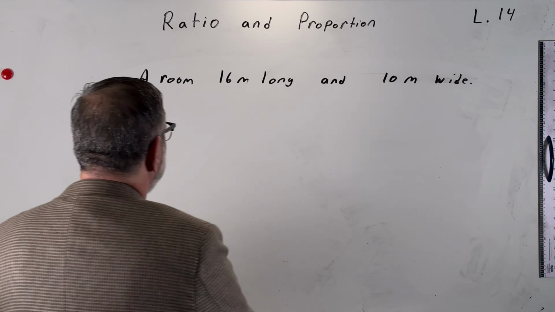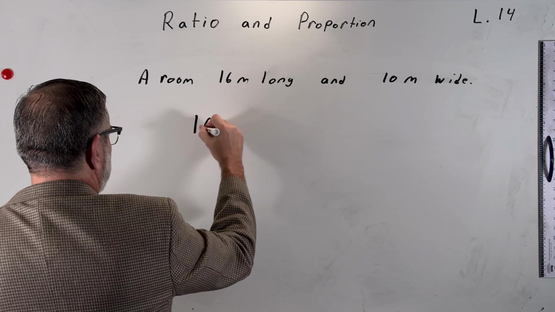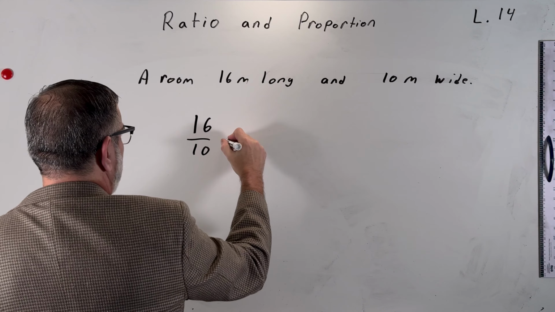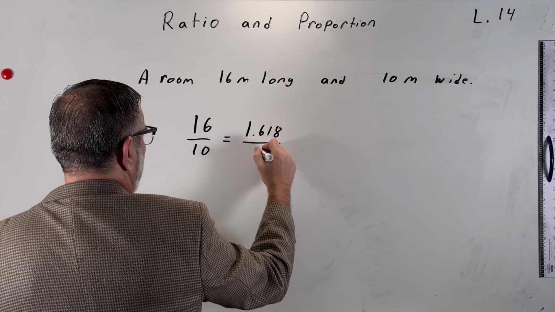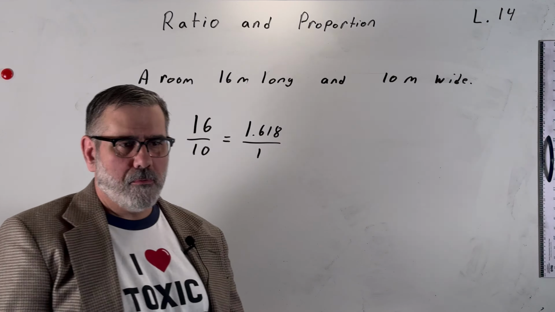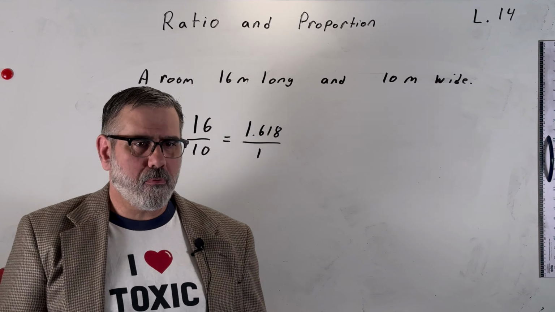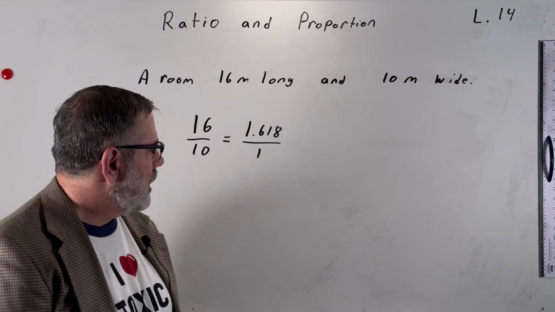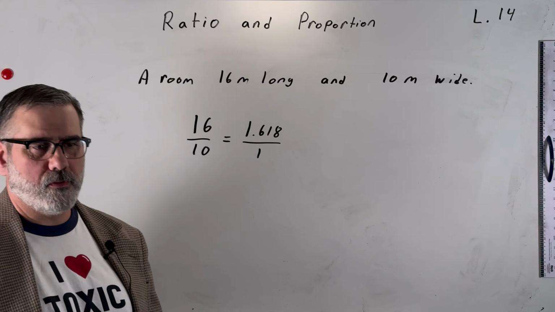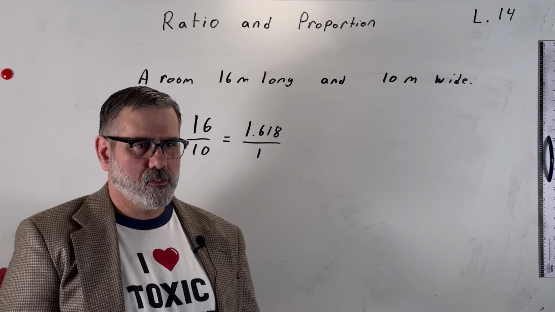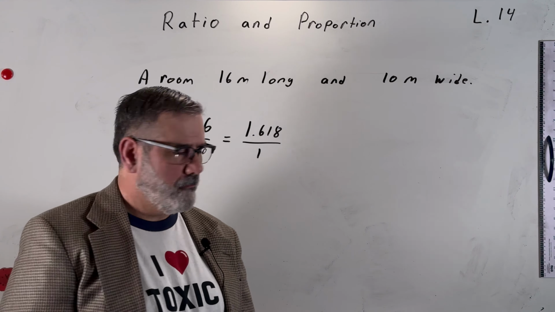Okay, so let's set this up. Is 16 over 10 equal to 1.618 over 1? Now, keep in mind that you only need this to be approximately true, okay? And so in this case, you're going to see that it's not exactly equal, but it's close enough to say, yes, I think this was a room that was constructed according to the golden ratio.